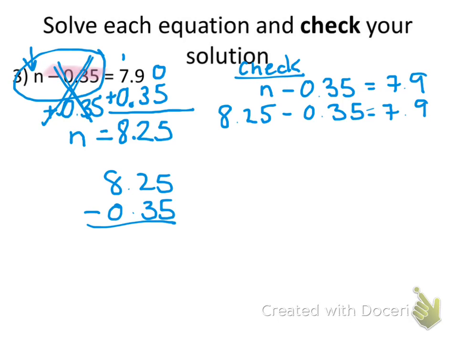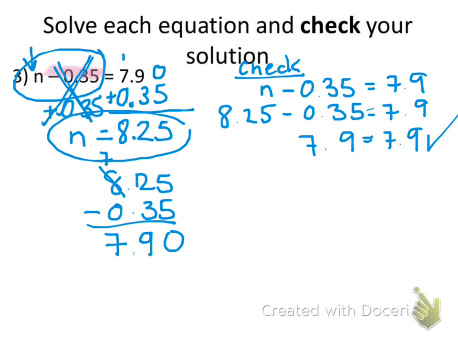5 minus 5 gives 0. I can't do 2 minus 3, so I'm going to borrow from here. And I'll have 12 minus 3 gives 9. I keep my decimal, and then 7 minus 0 is 7. So yay, I got 7 and 9 tenths is equal to 7 and 9 tenths. And I know my answer is correct.